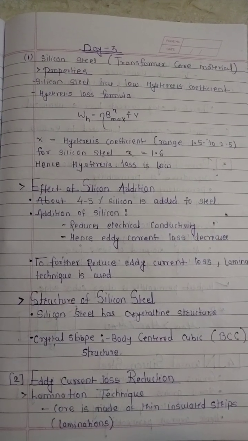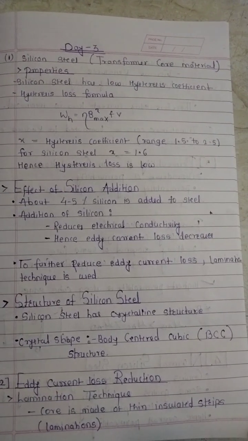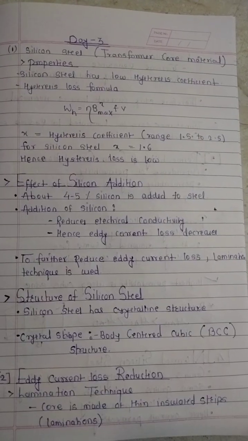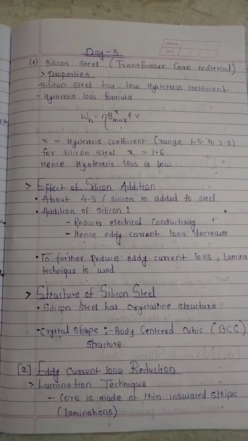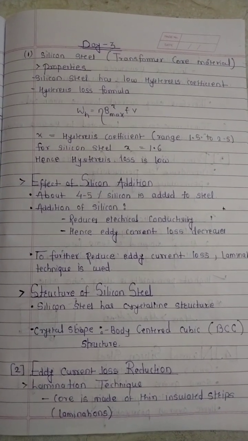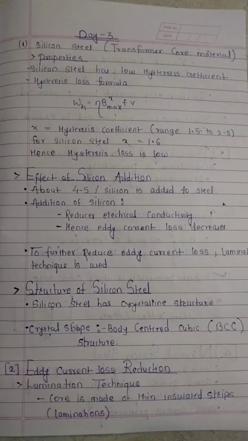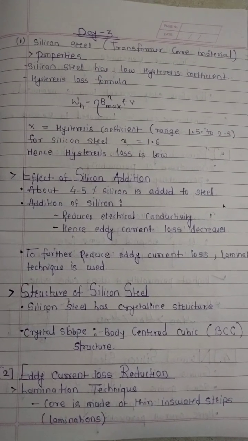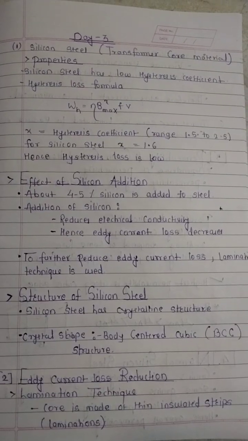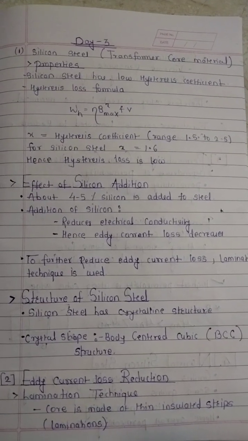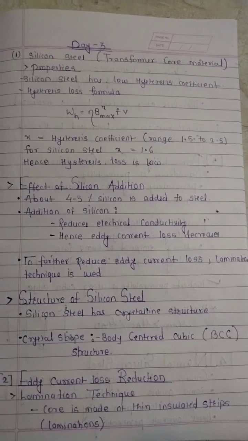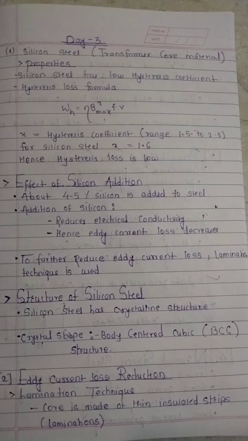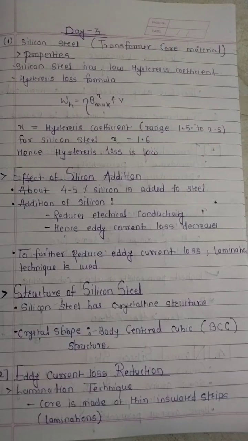To further reduce the eddy current loss, the lamination technique is used. So the first one is the addition of silicon, and the second one is the lamination technique. Now the structure of silicon steel. Silicon steel has a crystalline structure, and the crystal shape is body centered cubic, BCC structure.